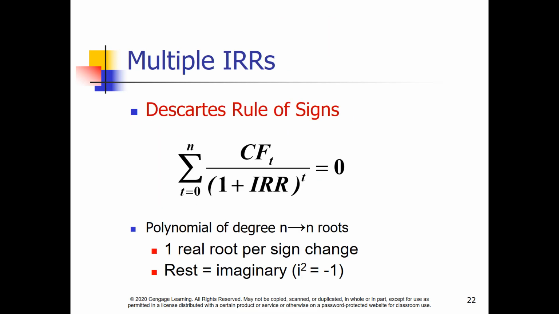The reason you can end up with more than one internal rate of return is that you're solving for the root of a polynomial of degree n. According to Descartes' rule of signs, you can get one real root for every sign change. The rest are imaginary. 2 sign changes, 2 real roots.